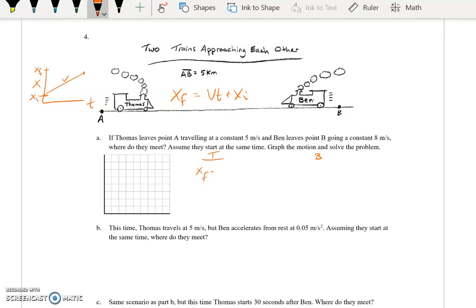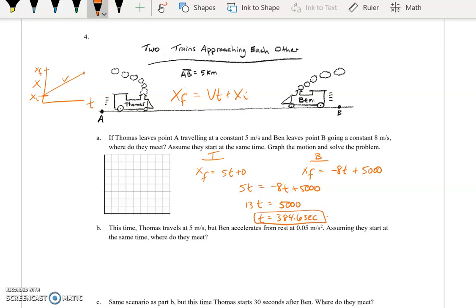For Thomas, his velocity is 5 times t, and he starts at 0. For Ben, the velocity is 8, but in the opposite direction, so negative 8 times t. And they start 5 kilometers apart, it says in the problem, but that's 5,000 meters. Set these equations equal. You've got 5t equals negative 8t plus 5,000. Move the 8t over, you've got 13t equals 5,000. Time equals 384.6 seconds.